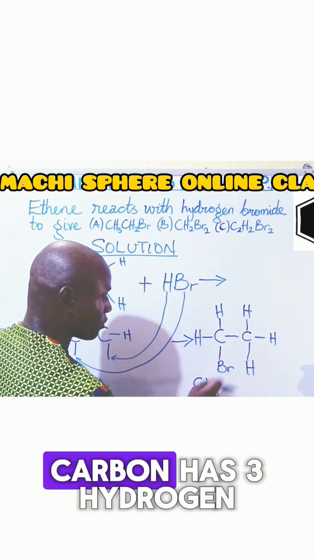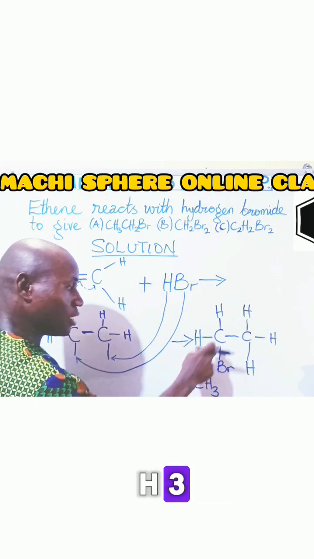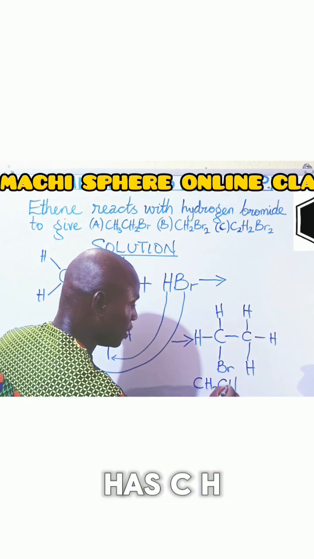CH3. Look at it, this carbon has 3 hydrogen, 1 2 3, so I've written CH3. Then the next carbon has CH. How many H?